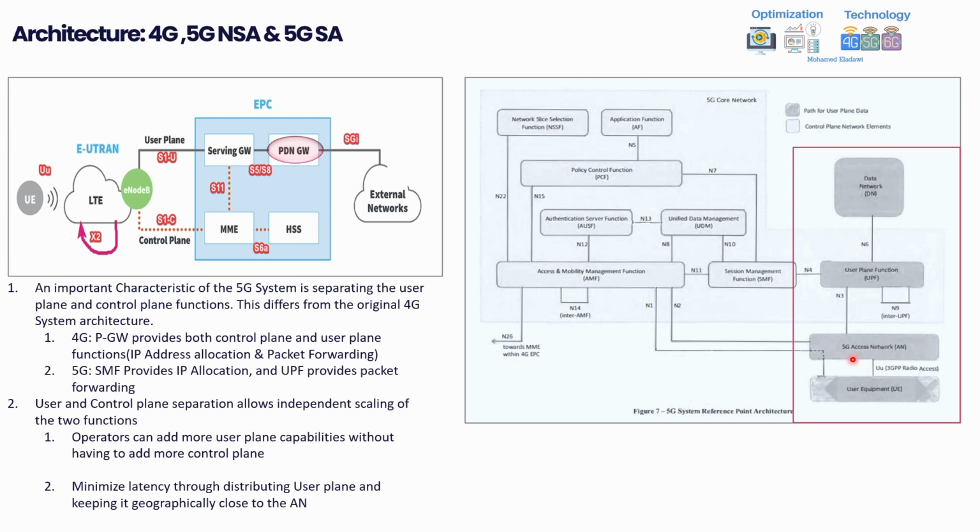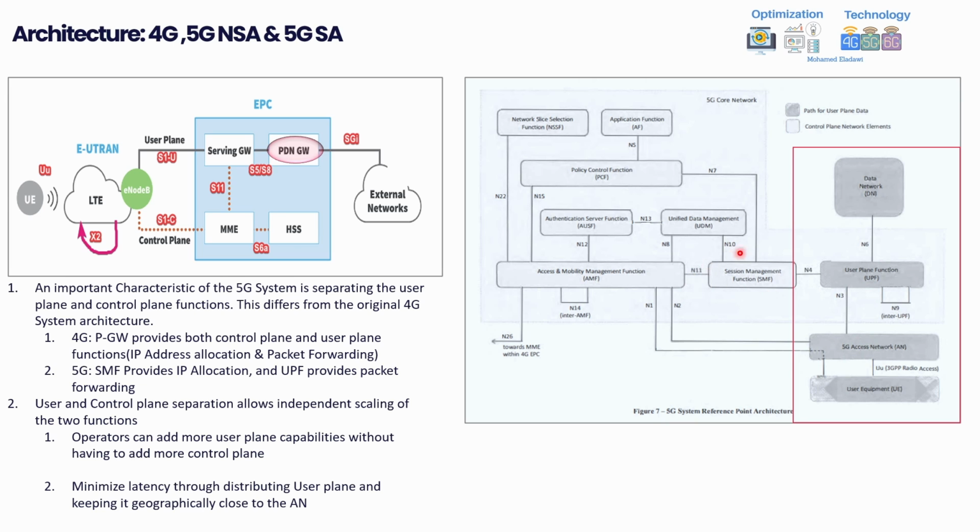This is one of the most important factors of having this kind of architecture, which will help to minimize the latency in the future. Because, as you know, especially in very big cities, we have the challenge that the core network is sometimes located very far away from the cities. So now we have the flexibility to have a distributed UPF, or user plane function, which can help to minimize the latency.